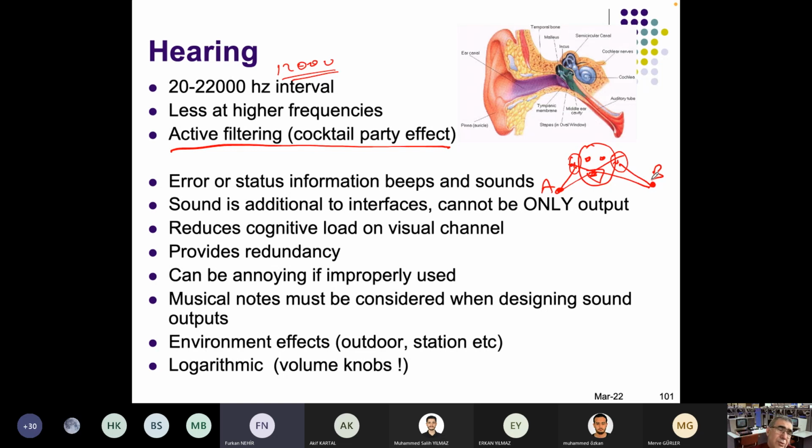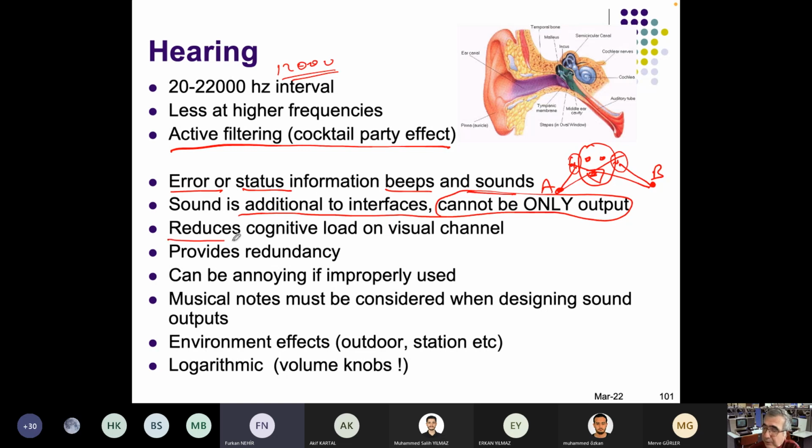And we use sound for status information, error information, using beeps and sounds. It's an addition to interfaces and cannot be the only output, again, because the person might be deaf, or sound might be turned off, or the environment could be very noisy. So in those cases, we cannot use sound. Therefore, sound should be additional, as a supplementary interface.